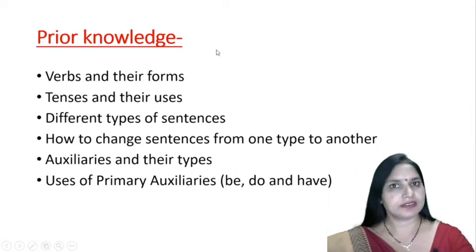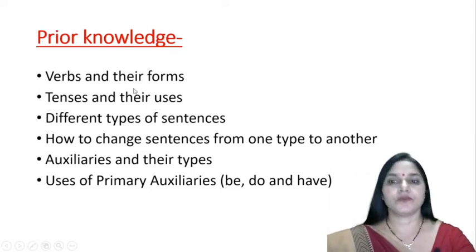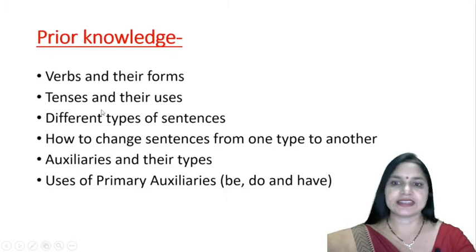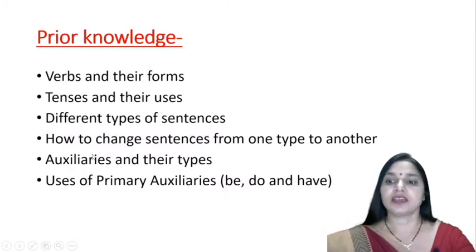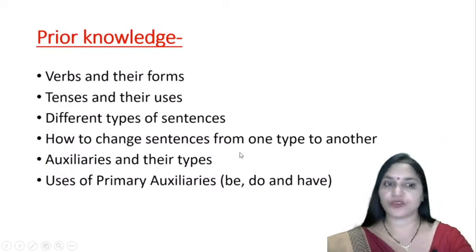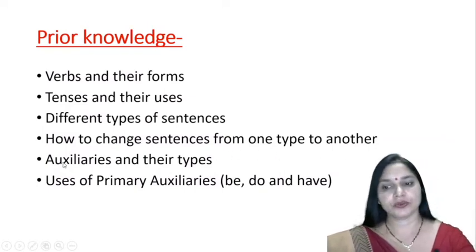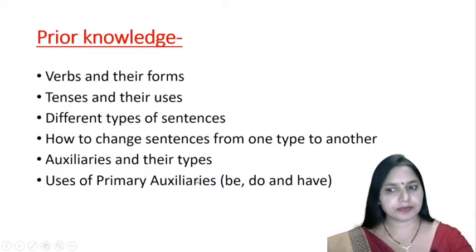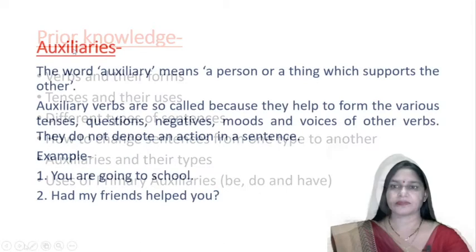Prior knowledge, that means you already know verbs and their forms, tenses and their uses, different types of sentences. You know how to change sentences from one type to another. You know auxiliaries and their types, and you learned in the last video uses of primary auxiliaries be, do and have. I hope you remember that.